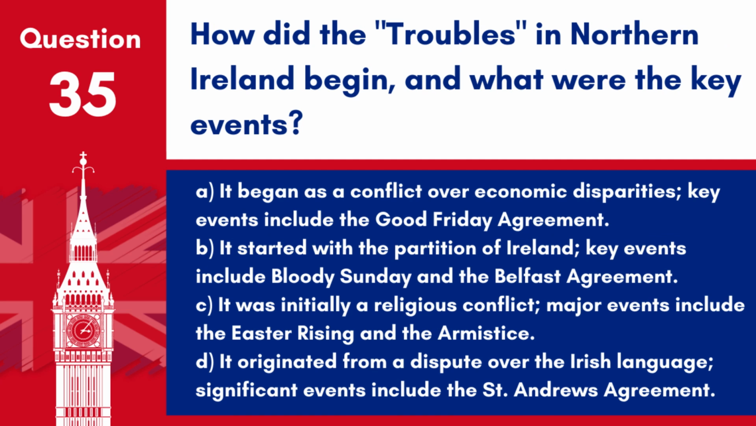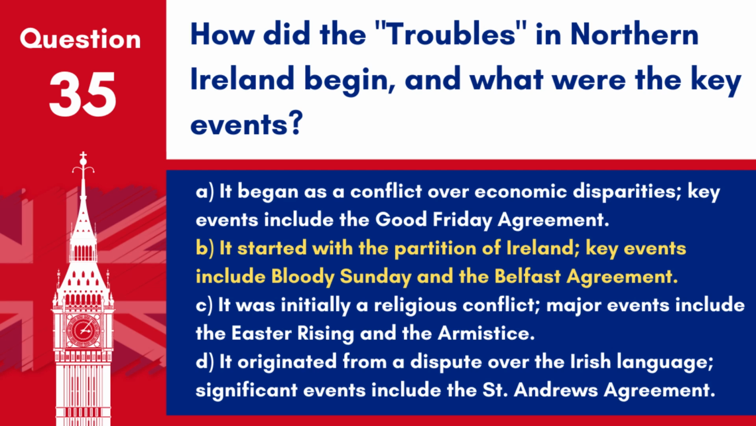Question 35. How did the Troubles in Northern Ireland begin, and what were the key events? A. It began as a conflict over economic disparities. Key events include the Good Friday Agreement. B. It started with the partition of Ireland. Key events include Bloody Sunday and the Belfast Agreement. C. It was initially a religious conflict. Major events include the Easter Rising and the Armistice. D. It originated from a dispute over the Irish language. Significant events include the St. Andrews Agreement.